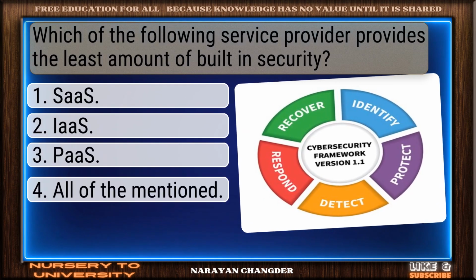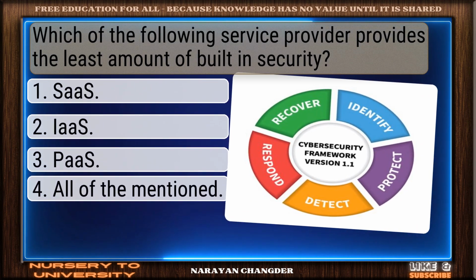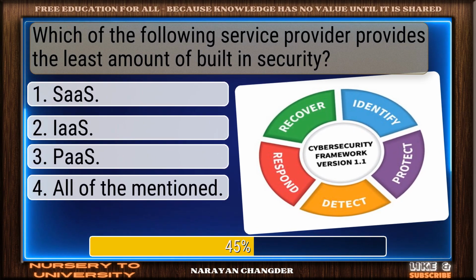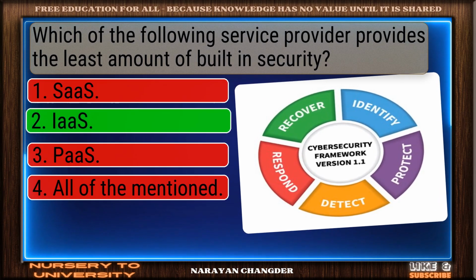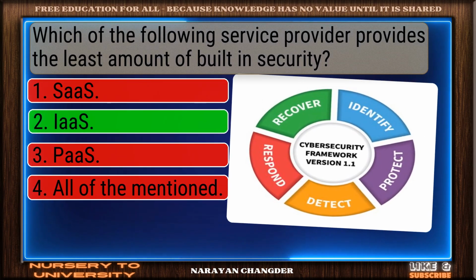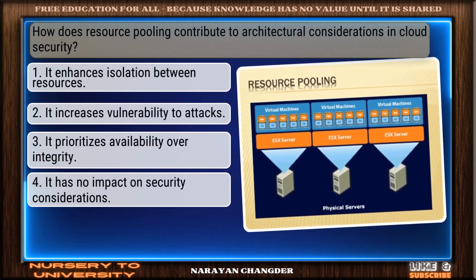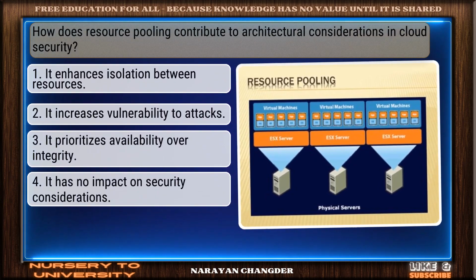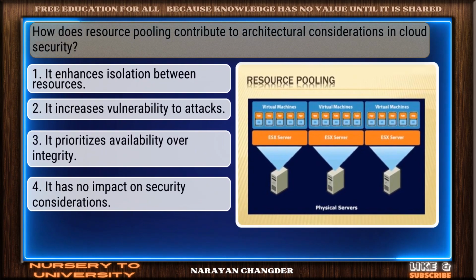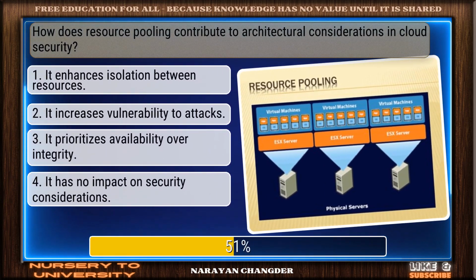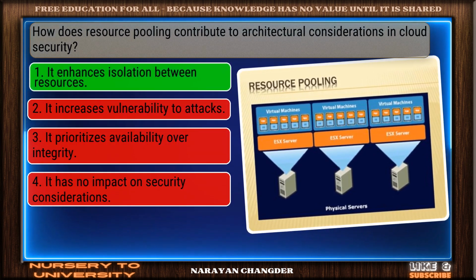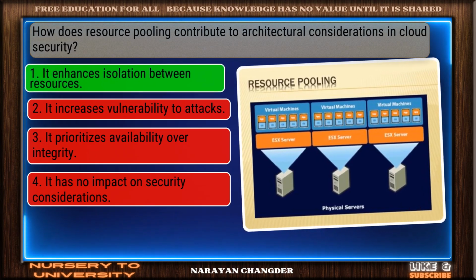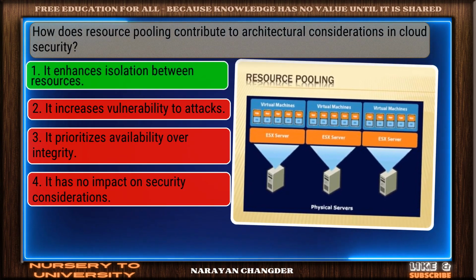Question number 36. Which of the following service providers provides the least amount of built-in security? Good thinking. IaaS is the right answer. Question number 37. How does resource pooling contribute to architectural considerations in cloud security? Good job. Your answer, it enhances isolation between resources, works well here.